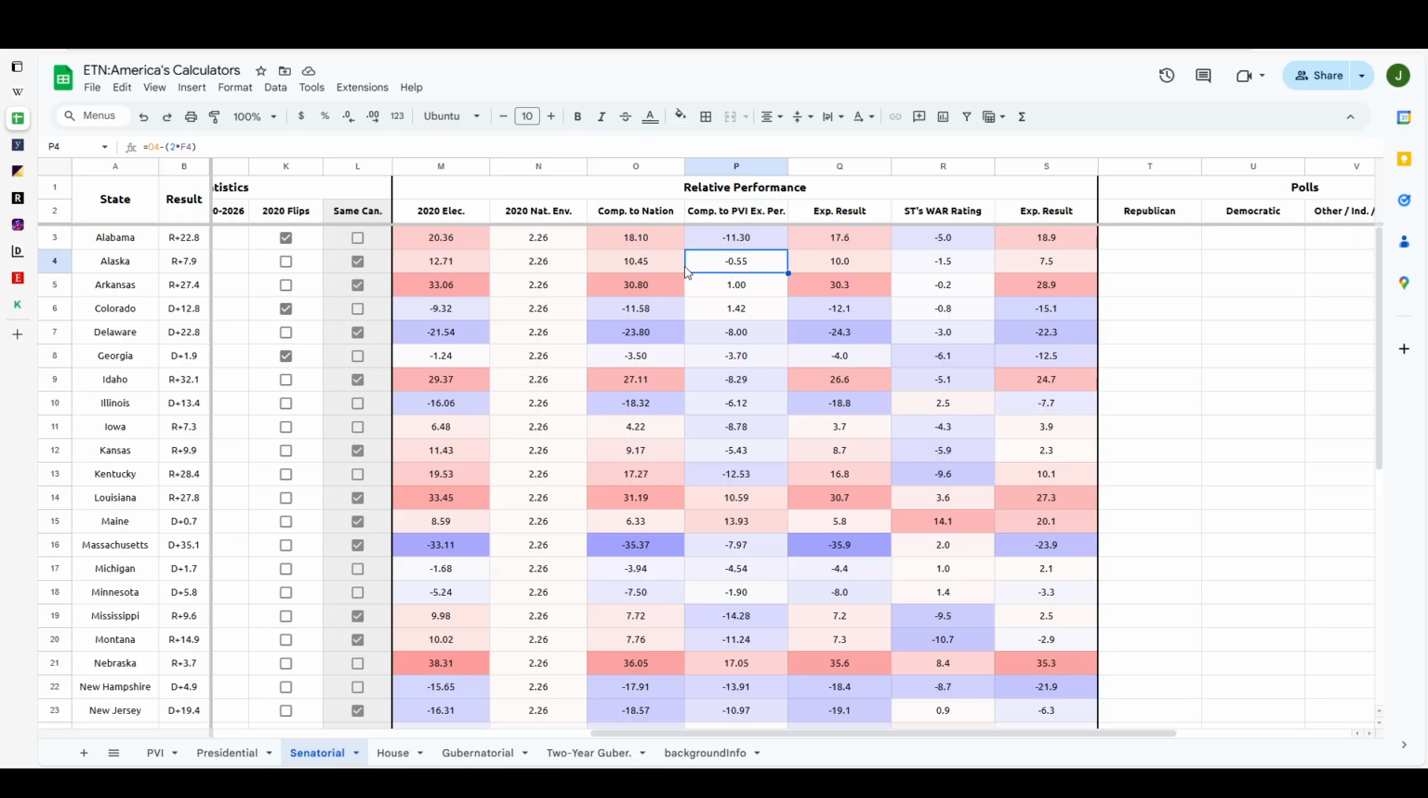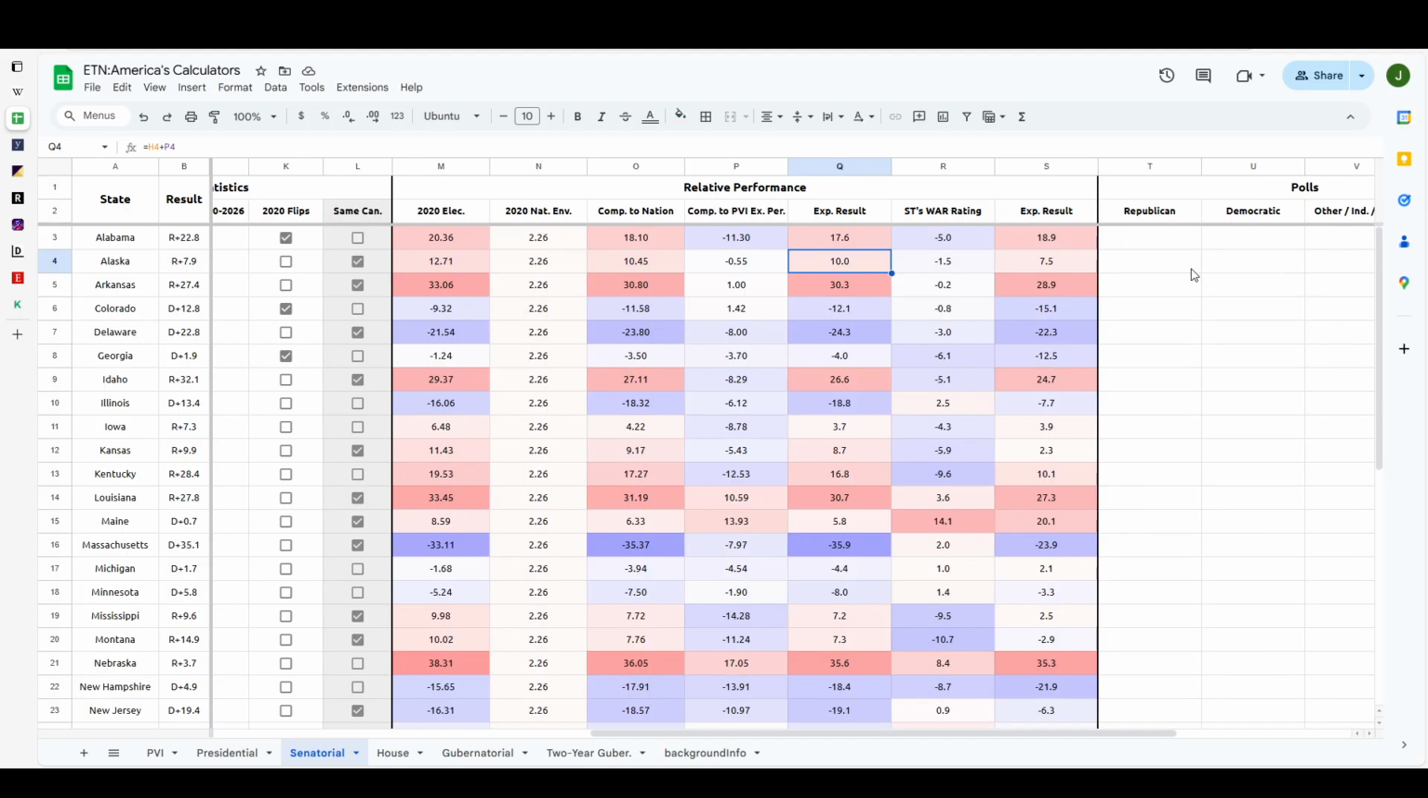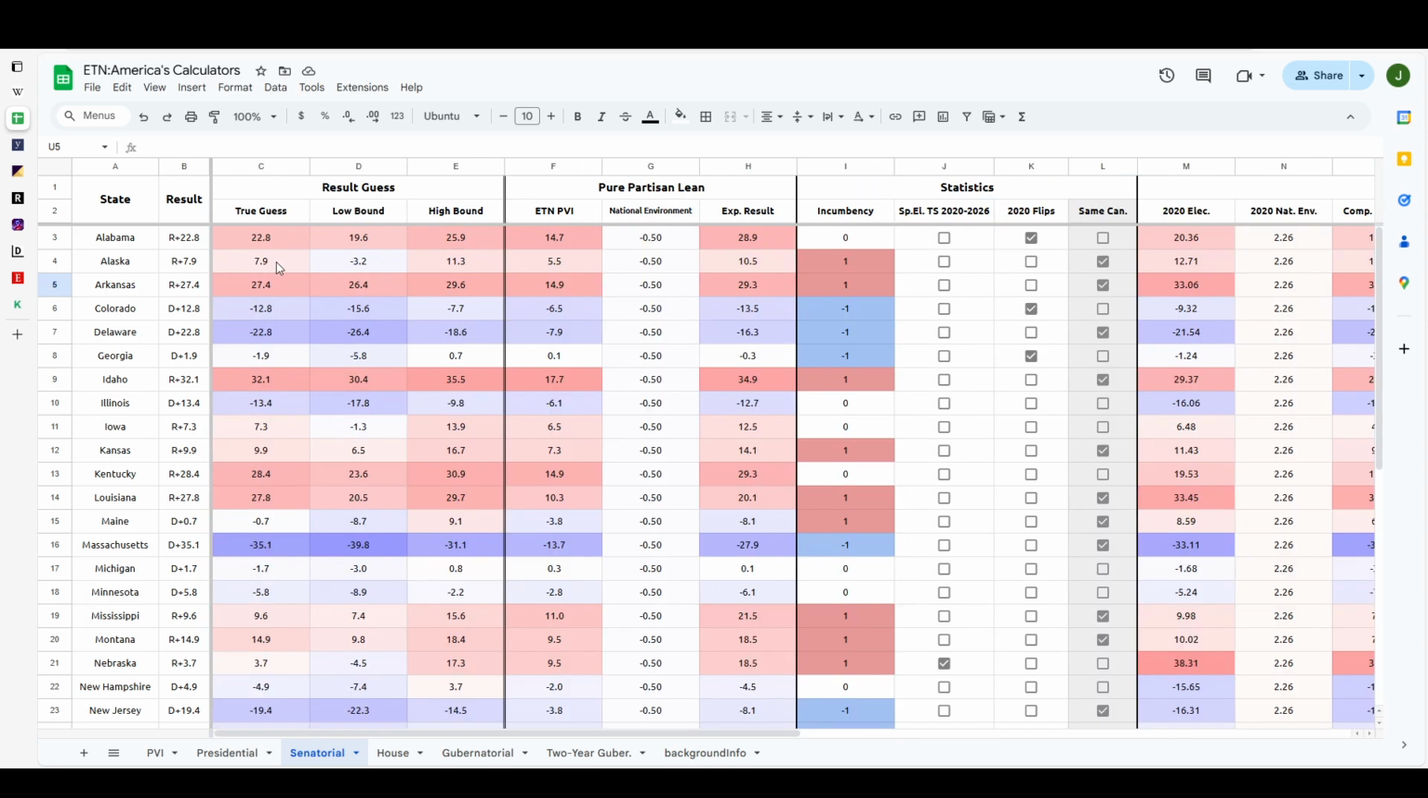So that's mainly going to be the number to watch. Expected result here minus 1.5 means it would actually be a 7.5 point margin.